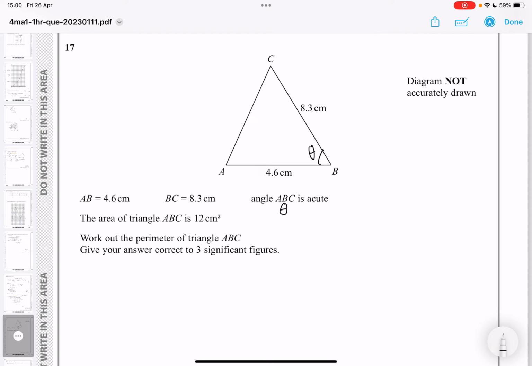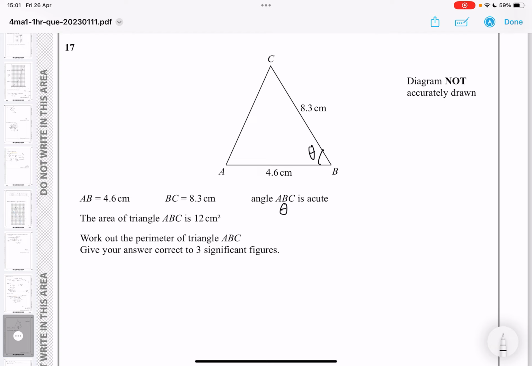Okay, so if you're going to work out the perimeter, you need to work out what side AC is, because you need to add all the 3 sides to give you the perimeter. Now, to work out side AC, we know that they haven't specified if it's a specific triangle, like an isosceles triangle, so we can't assume anything. So we need to work out side, why do I keep on saying angle?